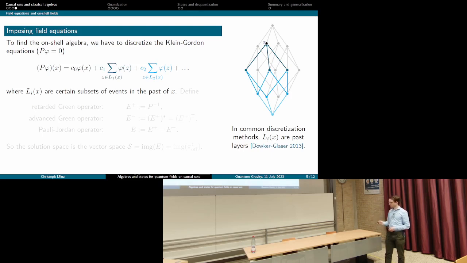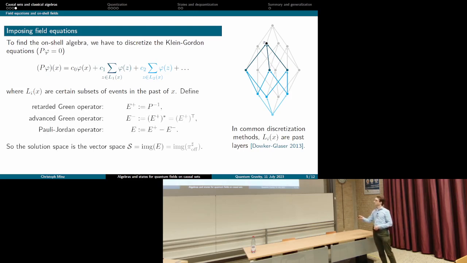And then once we have done that, we can actually invert this operator that we get. Essentially, in a finite setting it's just a matrix, so we invert this matrix, and this gives us the retarded Green operator. With this, we can also construct the advanced Green operator and the Pauli-Jordan operator. That will then be the operator that is necessary to get any solution. When we take the image of this operator, this is the same as the image of the off-shell Poisson bracket that I've shown before, and this gives our solution space. But this so far was only to motivate one example that you could think of.